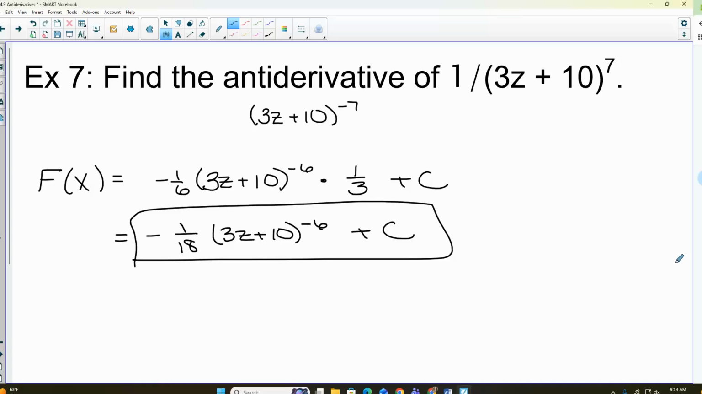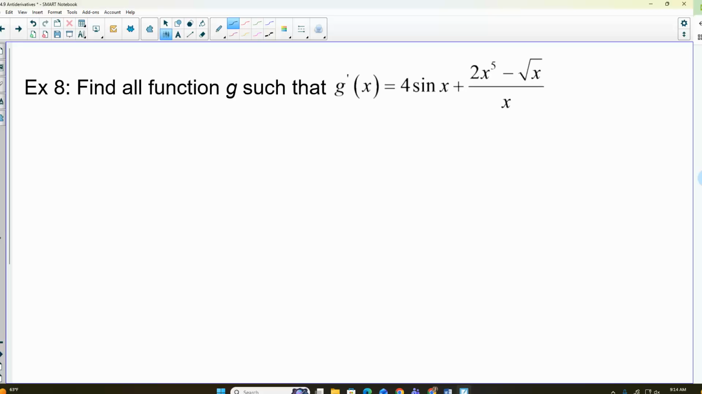How are we doing with these? Easier than what we have been doing? Hopefully. All right.